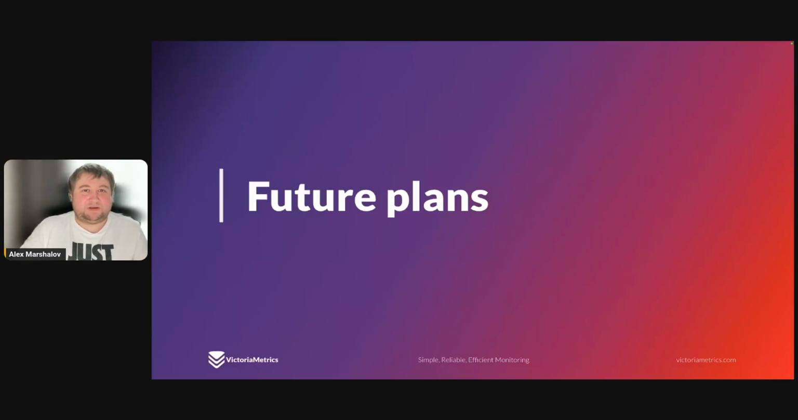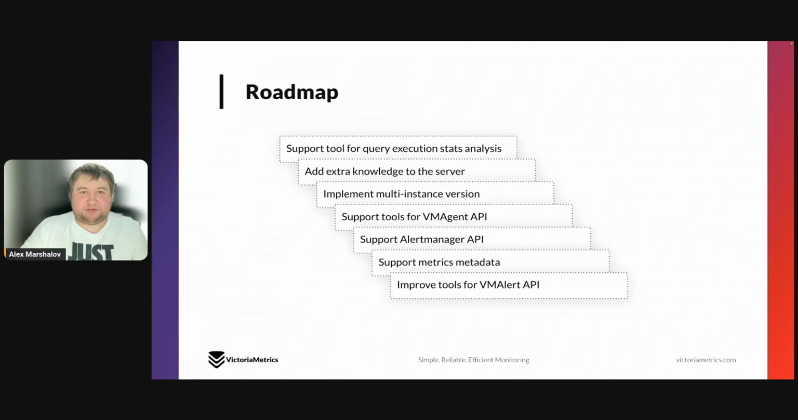We have a roadmap in the project README. You can find things like support for the new query statistics feature, adding extra knowledge like answers from public Slack, from public chats, and GitHub issues, etc. Implement a multi-instance version of MCP, support some additional APIs, support metrics metadata when it is implemented, etc.